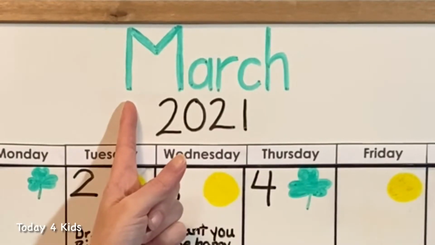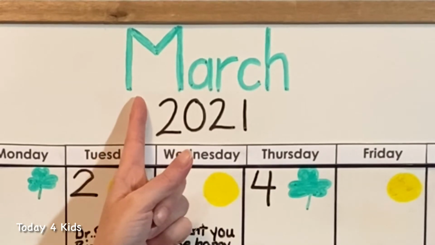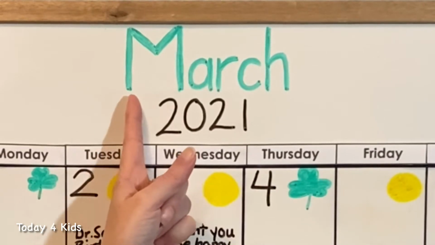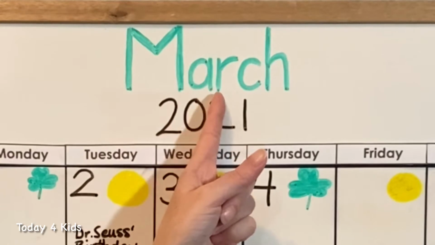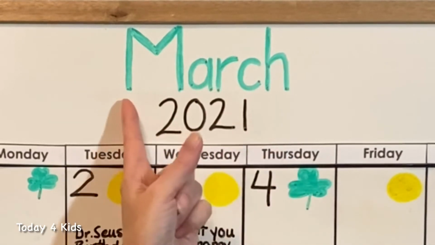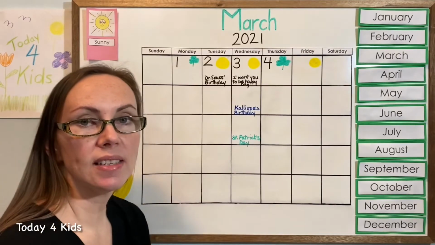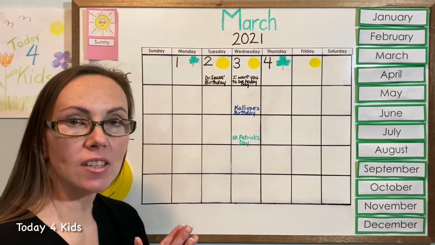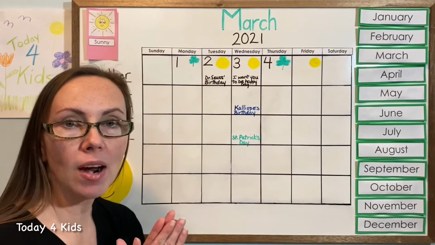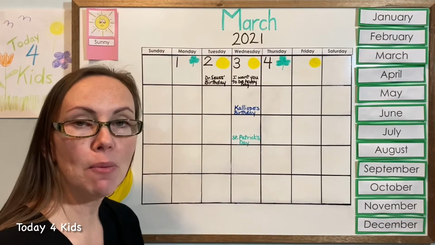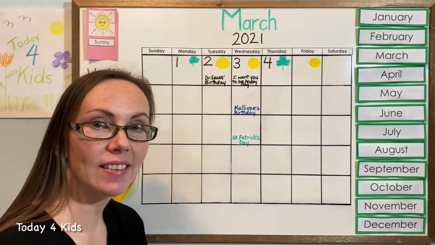So March starts with the letter M, and it's a capital M because it's the name of our month. M-A-R-C-H, March. And it has one syllable. Can you clap it with me? March. One more time. March. Good job. Let's put March into the sentence in our agenda.